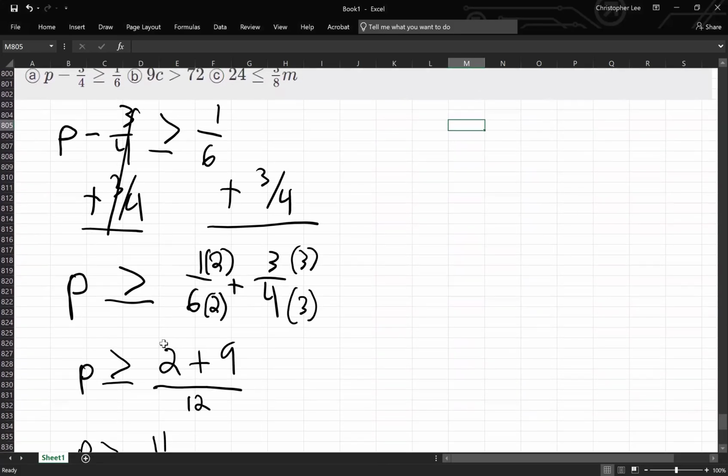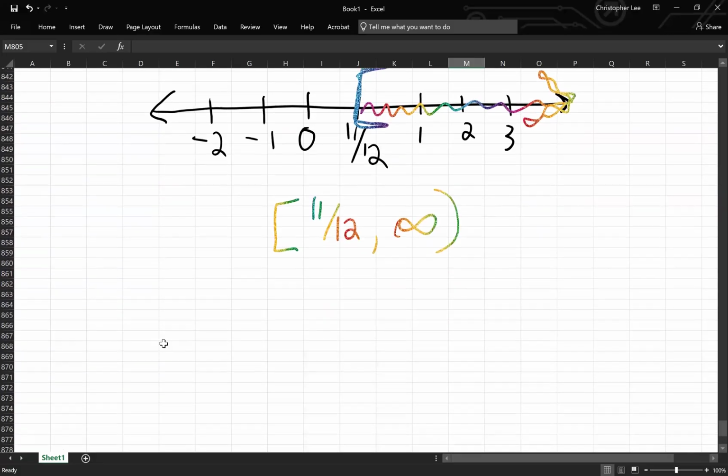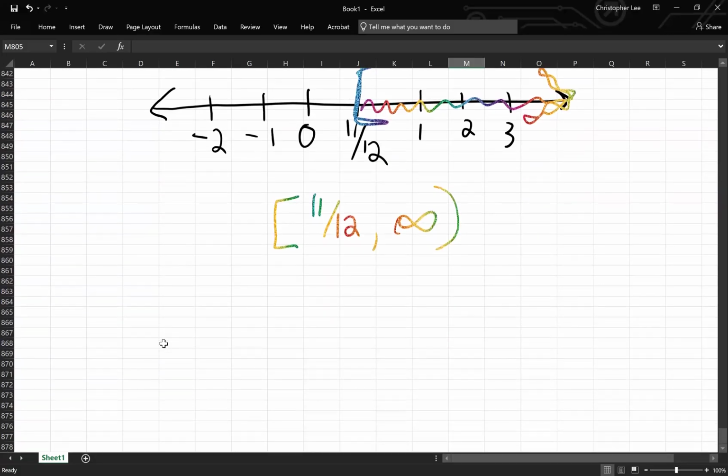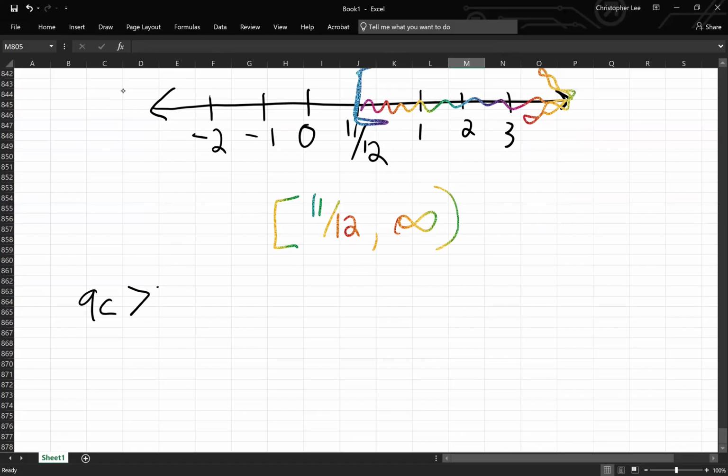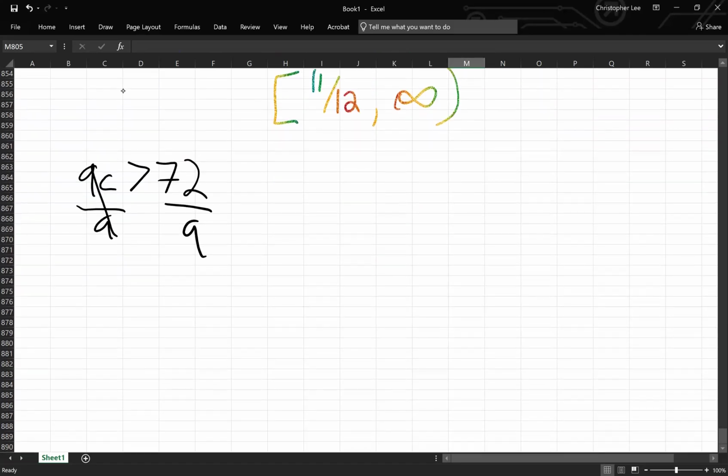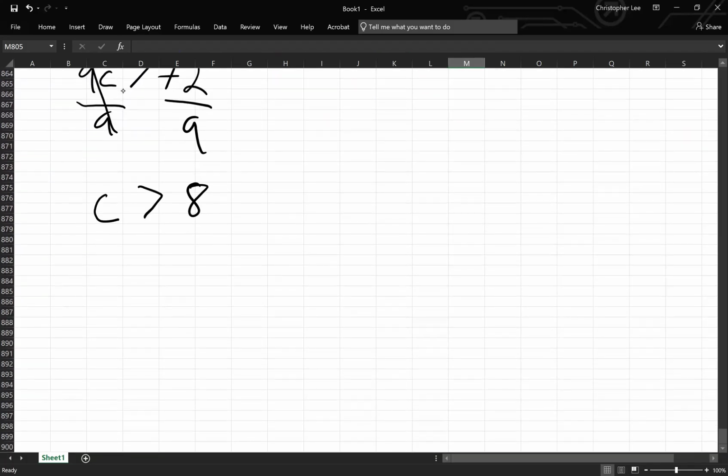That was one of them, 9C greater than 72. Let's do that. All right. So I want to solve for C basically, right? So I'm going to get rid of the number that's in front of the C. So I'm going to divide by 9. But what I do to one side, I have to do to the other, right? So now, what's 72 divided by 9? 8. Okay, greater than 8. Perfect, right?